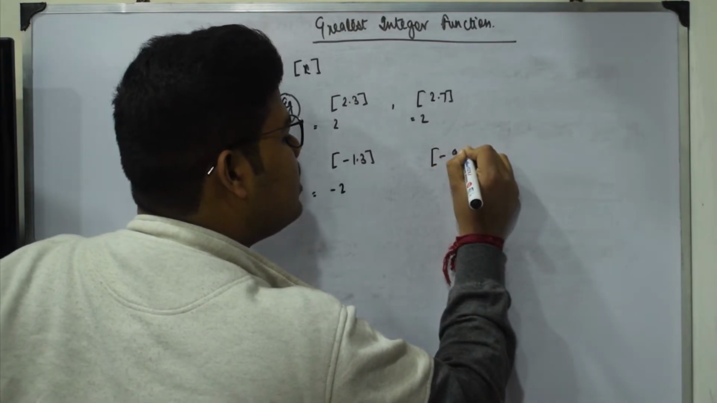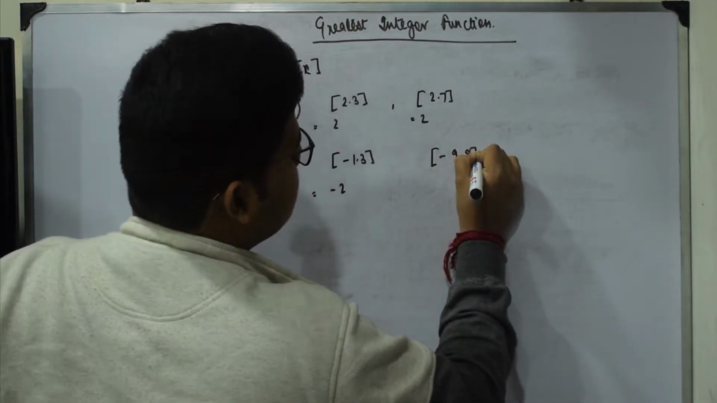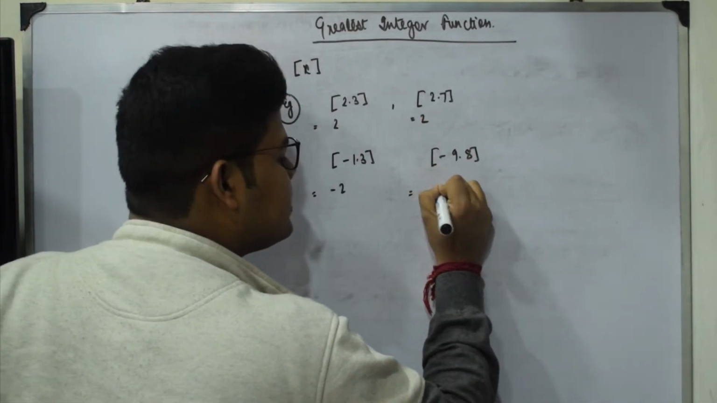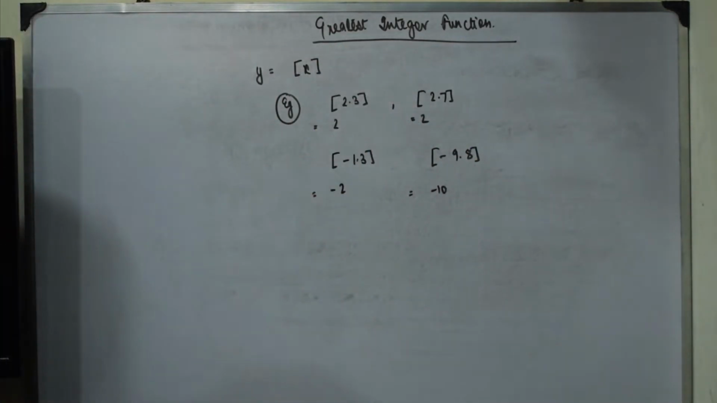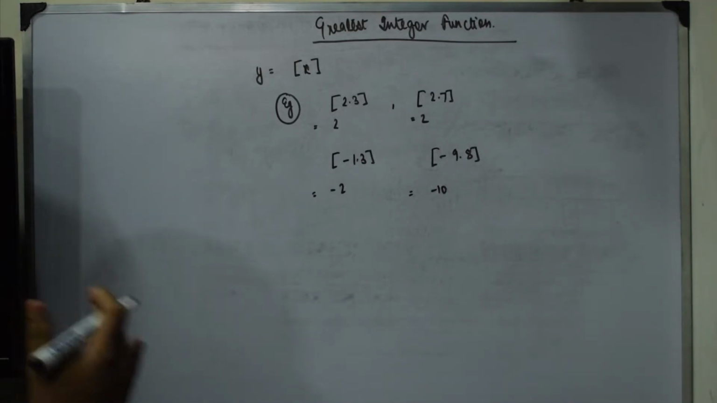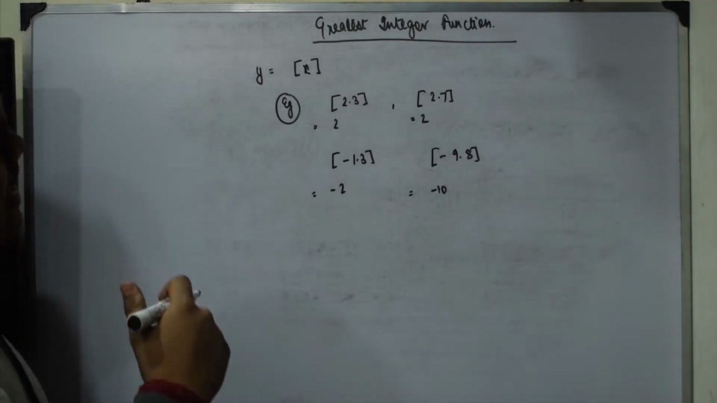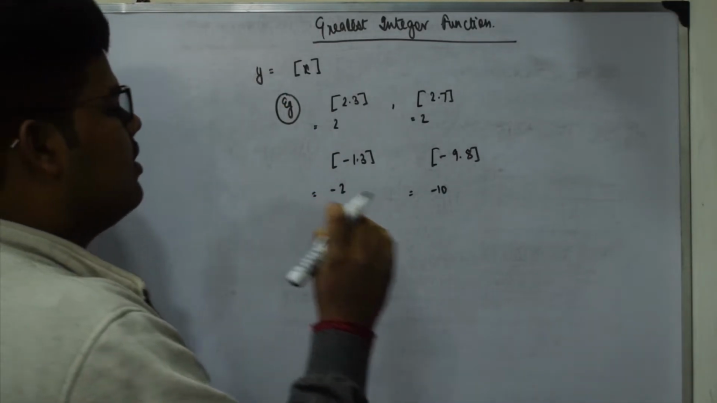Or minus 9.8 will also give us the integer which is just less than this one, which is minus 10. So this is the concept of the greatest integer function. It returns the greatest integer which is just less than or equal to that particular number.